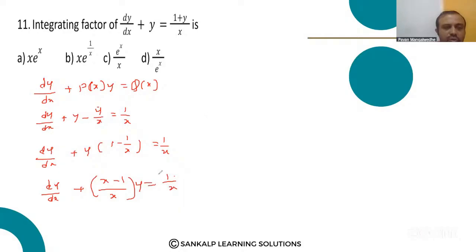Now finally we got one conclusion, that p of x is x minus 1 by x. Now, q of x is what? Simultaneously, q of x is 1 by x. Q of x is 1 by x.